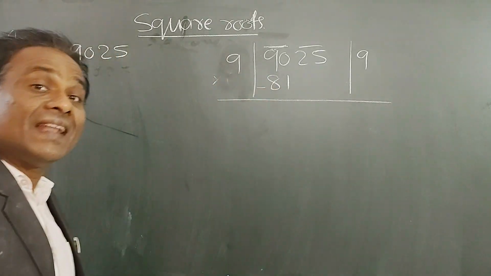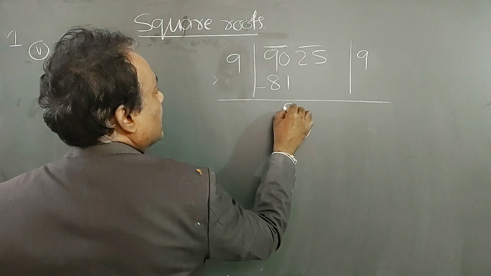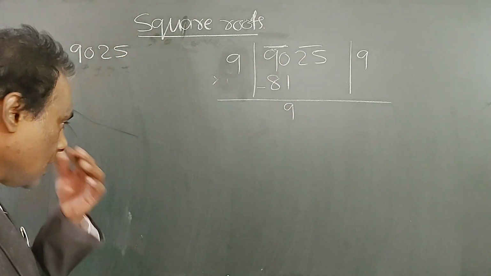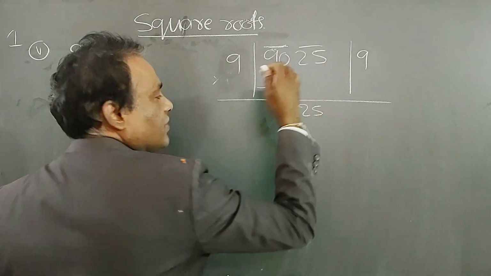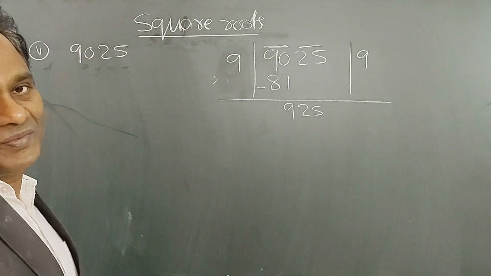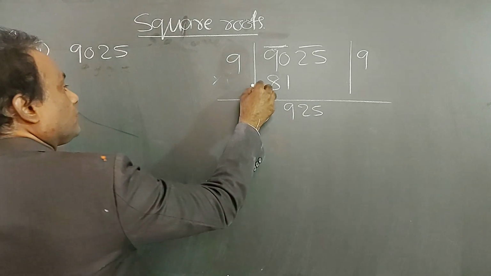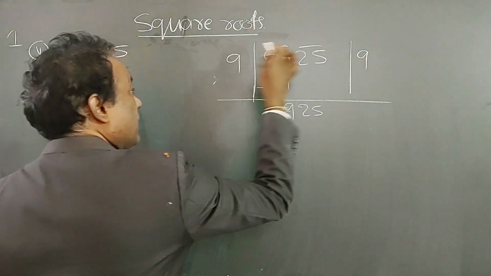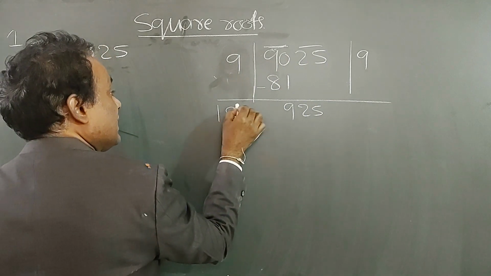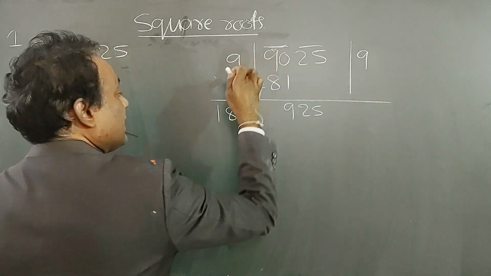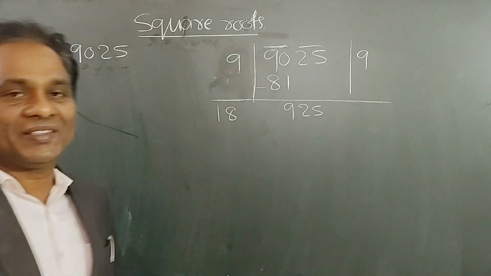Subtract. 9 9s are 81. 90 minus 81 is 9. Next we have to take the next pair of two digits as it is. Now 9 plus 9, we have to add these two. 9 plus 9 is 18.